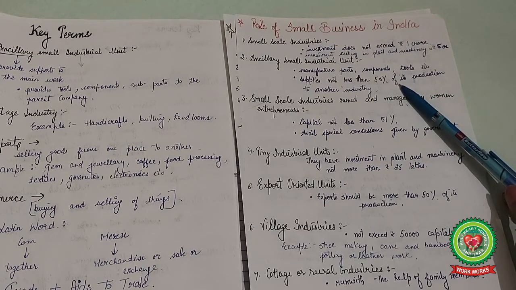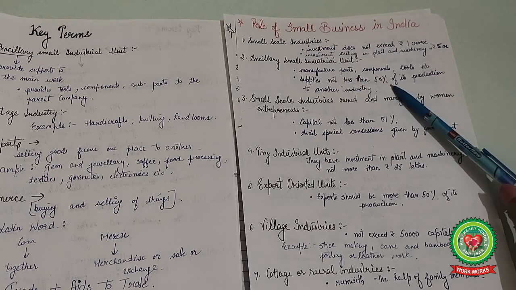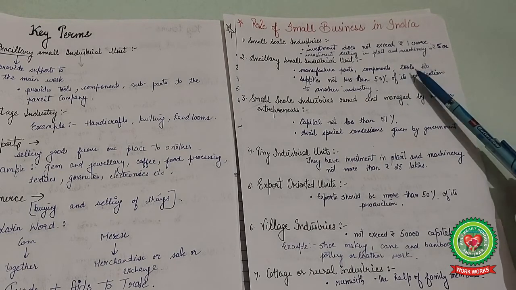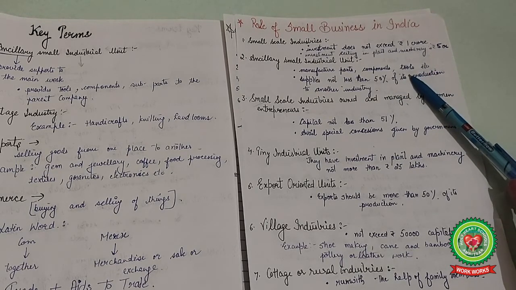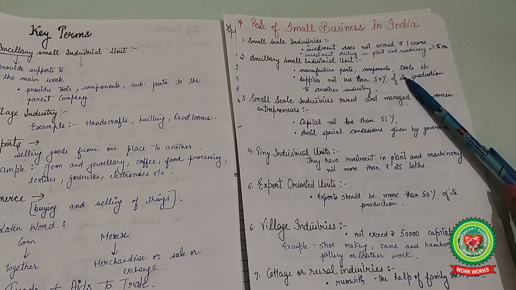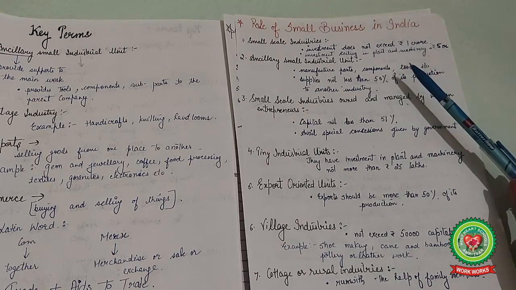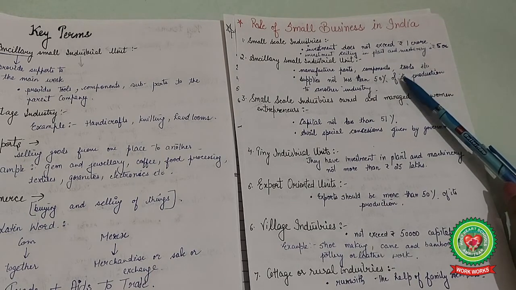As I told you before, ancillary means units that manufacture parts, components or tools for their parent company, the main company or some other industry, which sells these products so that production can be done. Then it is known as an ancillary small industrial unit.